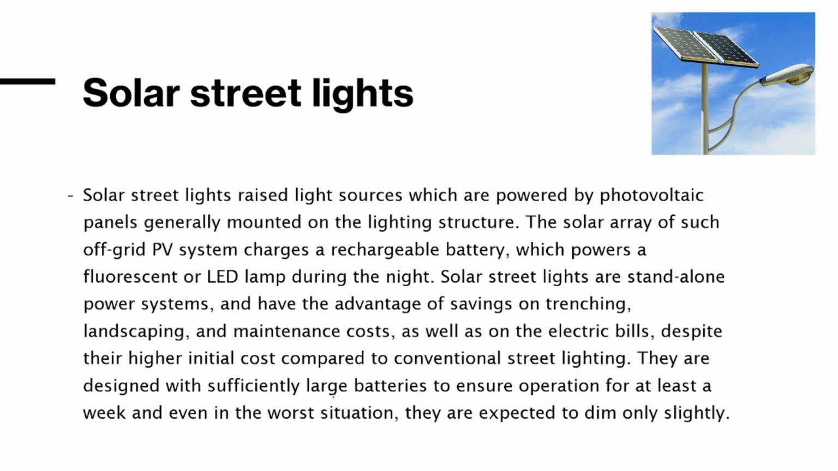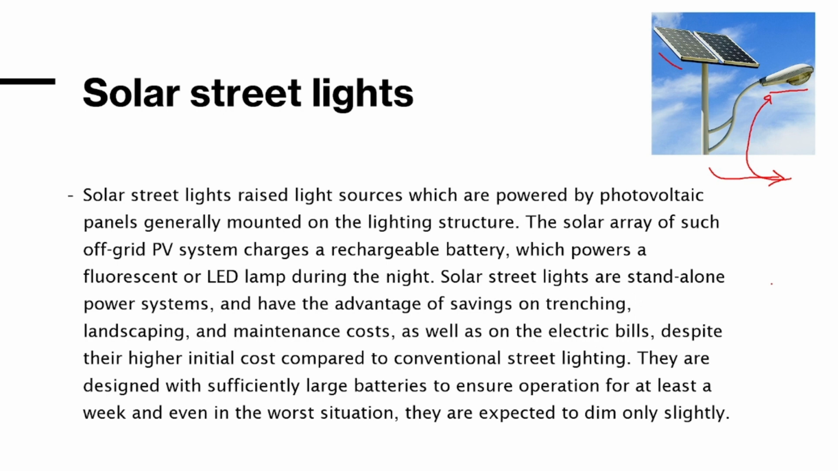Second one, under infrastructure, is solar streetlights. Very famous once again. Solar streetlights are raised light sources which are powered by photovoltaic panels generally mounted on the top of the lighting structure. The solar array of such an off-grid PV system charges a rechargeable battery which powers a fluorescent or an LED lamp during the night. So yeah, you have your solar panel and then you have your LED light or fluorescent light, and this charges a battery which might be placed somewhere else and then later powers these during the night times.